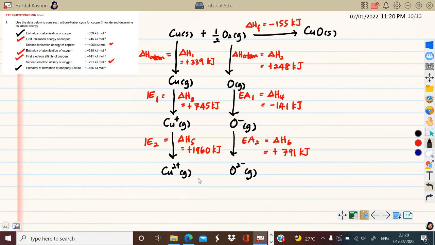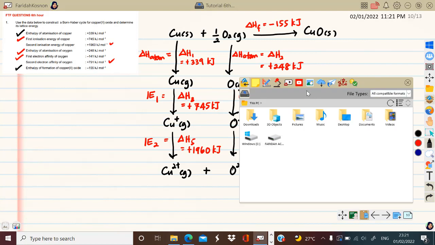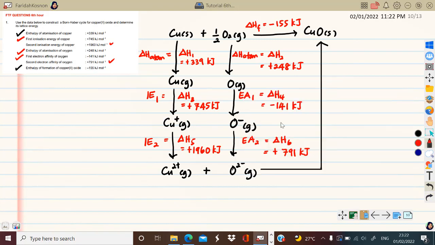So when these gaseous ions combine, copper 2 plus gas combines with O2 minus gas, dia akan form apa? So dia akan form, saya ingat pula. Dia akan form copper oxide solid. Okey, jadi untuk memudahkan kerja saya guna ruler lah kat sini. Okay, so when these gaseous ions combine, it forms 1 mole of solid copper oxide. So the enthalpy change is called lattice energy. Okay, so in this case, it is numbered as delta H7, which is unknown.